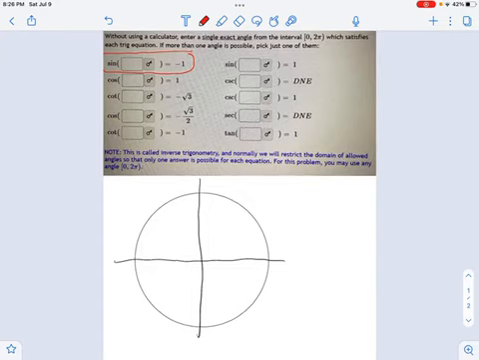I think, okay, sine is the y-coordinate. Where is the y-coordinate -1 on the unit circle? Oh, right there. There's only one spot. What angle is that? Well, that's 3 pi over 2. That's it.